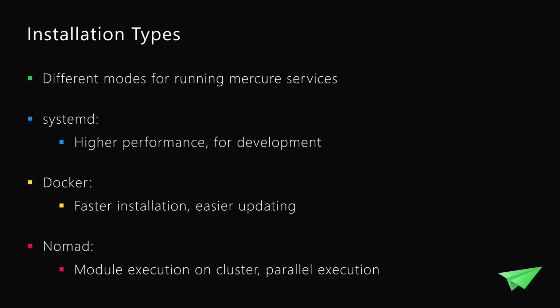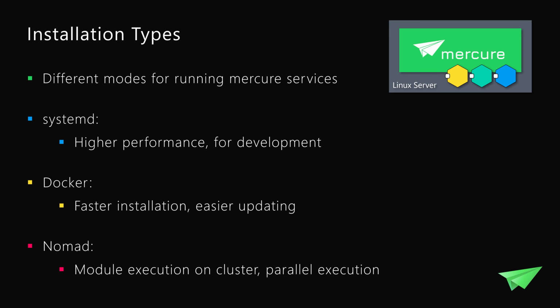And then the third mode is sort of the expert mode. You can also run Mercure using Nomad. Nomad is a workload orchestrator similar to Kubernetes. And using Nomad, it is then possible to run Mercure on a cluster so that you can run modules in parallel. So with systemd and Docker, the processing modules are executed on the same server as Mercure, and Mercure is only running one module at a time.